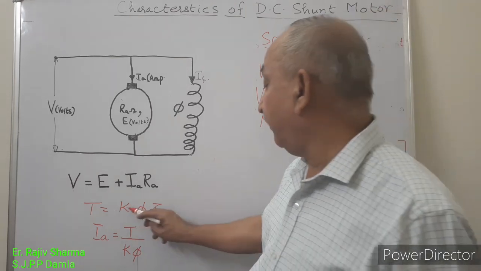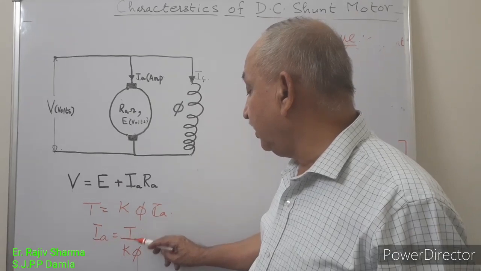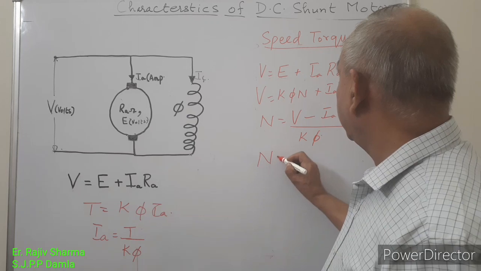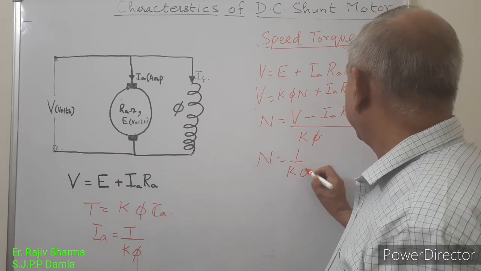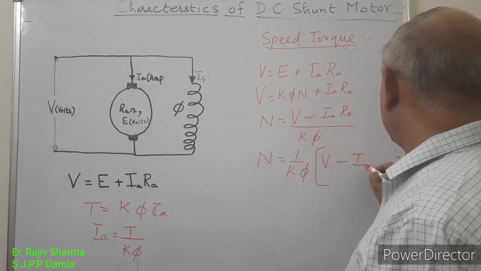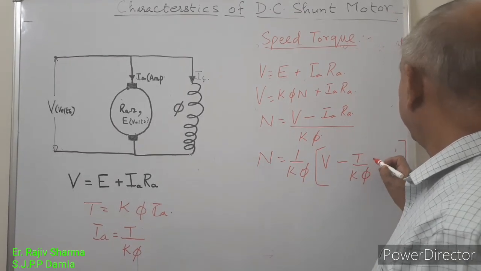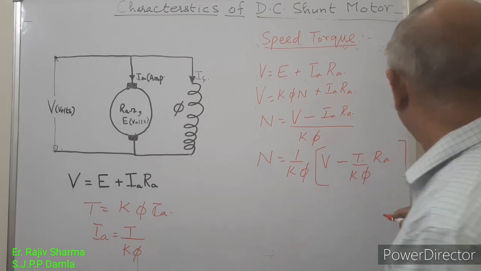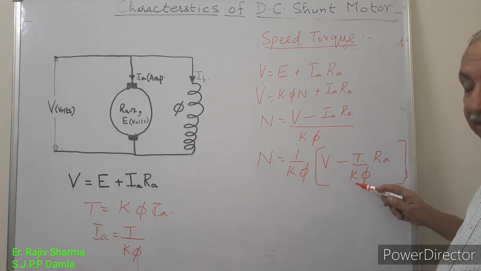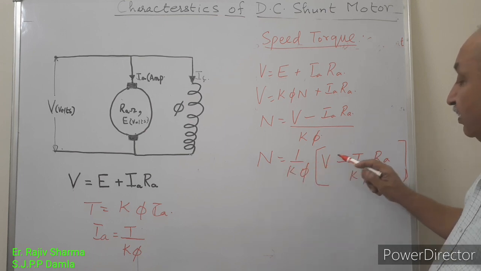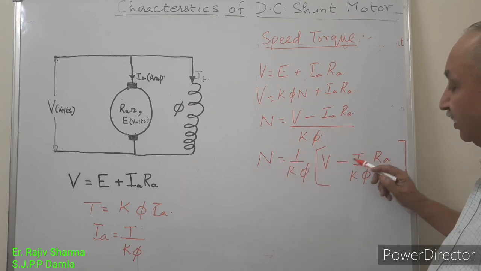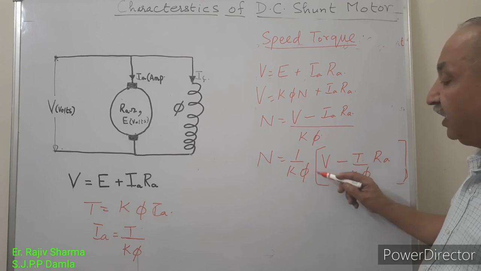Now torque is K phi Ia, or Ia is equal to T divided by K phi. Substituting the value of Ia here, N is equal to 1 upon K phi into V minus T upon K phi R. This is the relation between speed and torque. When the value of torque is 0, the speed is equal to V upon K phi.